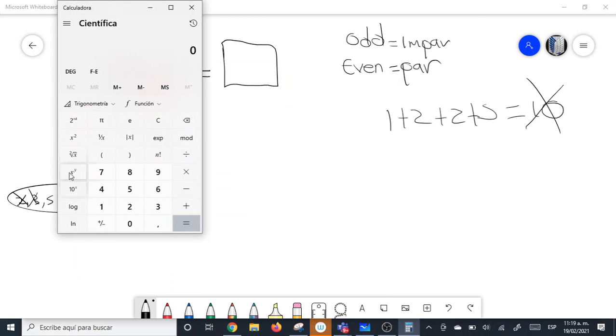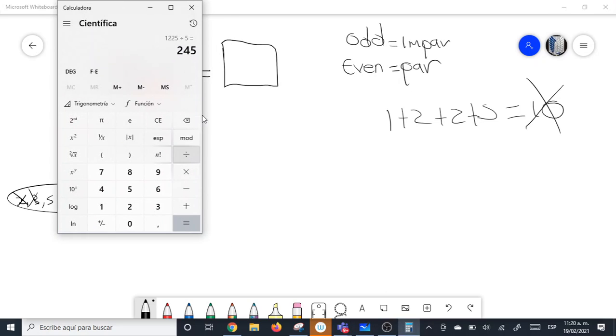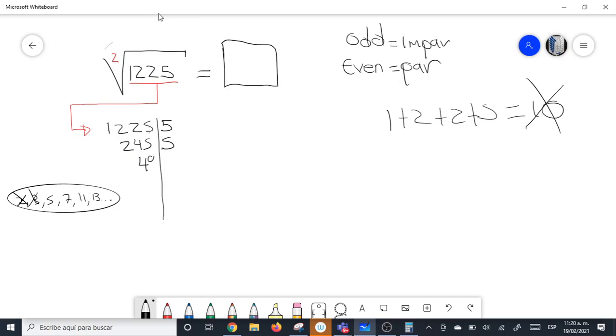So 1225 divided by 5 is 245. 245 is the result of that. So we did the first division. We need to keep trying with the 5. Is it divisible by 5? Yes, because it finishes in 5. So we divide it again by 5. And the result is 49. Perfect. So now we have to keep trying with the 5.